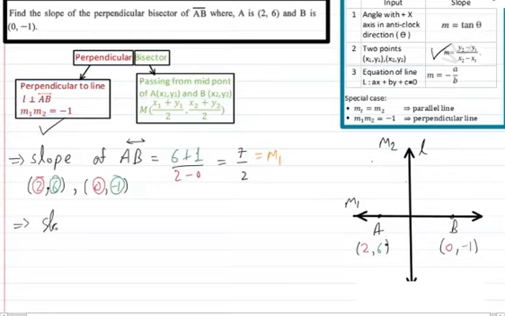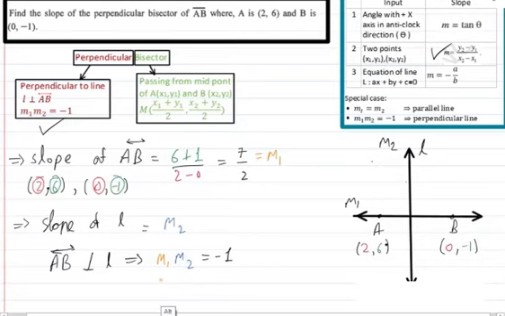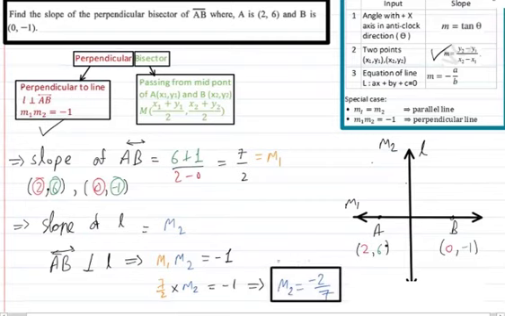Now the slope of line L, which is the perpendicular bisector, is m2, right? And we know that AB is perpendicular to L, so we can say m1 into m2 must be -1, right? So 7 by 2 into m2 must be -1, or we can say m2 must be -2 by 7. Ta-da! This is the required slope of the perpendicular bisector.